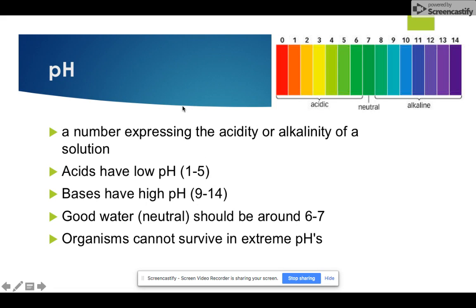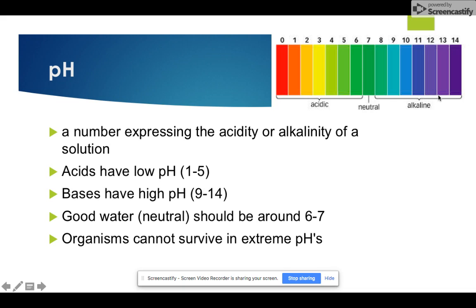Now, pH might be something new. It's a number, usually from 1 to 14. You see the scale right here. It tells us how acidic something is. Acids like vinegar, orange juice, battery acid, those are very acidic, okay? They're usually the lower numbers from 1 to 5, okay?